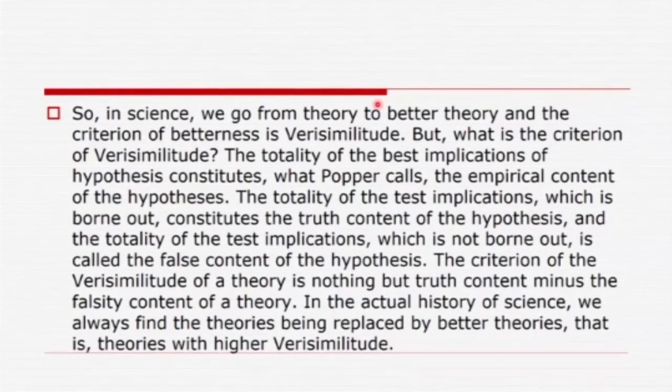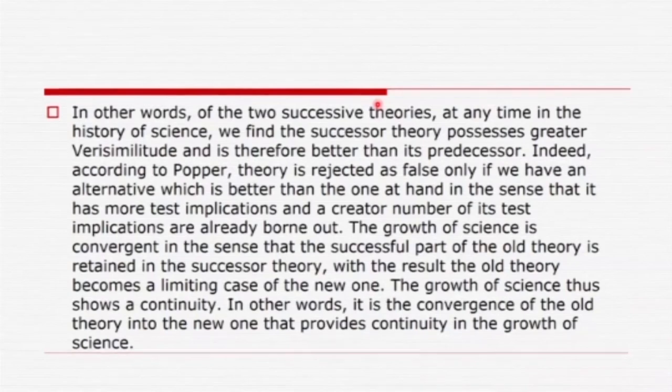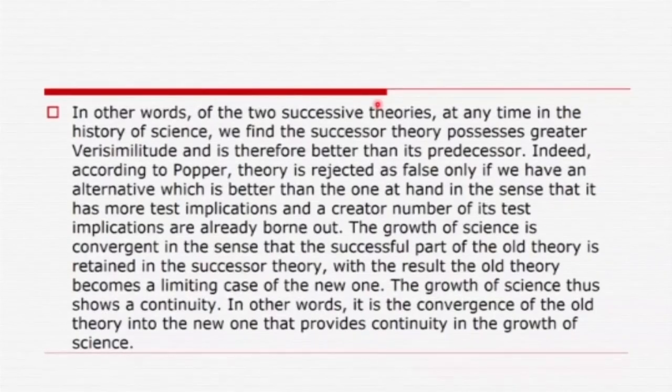The criterion of the verisimilitude of a theory is nothing but the truth content minus the falsity content of a theory. In the actual history of science, we always find theories being replaced by better theories, that is, theories with higher verisimilitude. In other words, of two successive theories at any time in the history of science, we find the successor theory possesses greater verisimilitude and is therefore better than its predecessor.